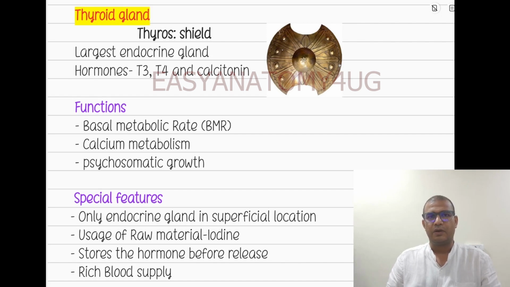Special features of the thyroid gland: it is a unique gland because it is the only endocrine gland which is situated in a superficial position. So it is located in the neck and it is easily palpable. Another unique feature is it uses iodine as a raw material for the synthesis of the T3, T4 hormones. Next, it is unique in its own way because it stores the hormone before its release. So these are some unique features of the thyroid gland.